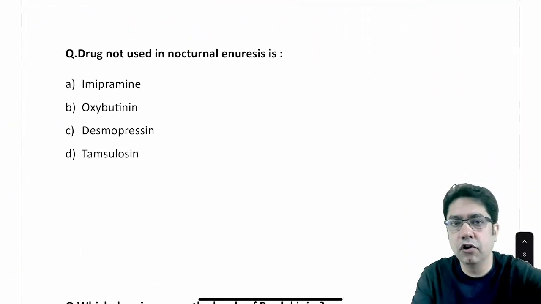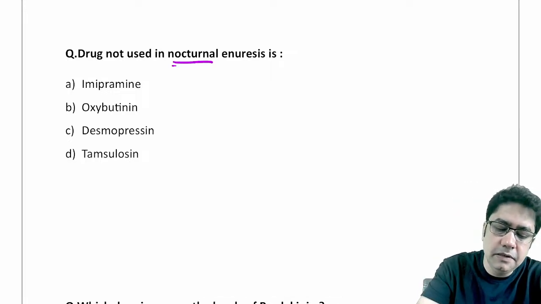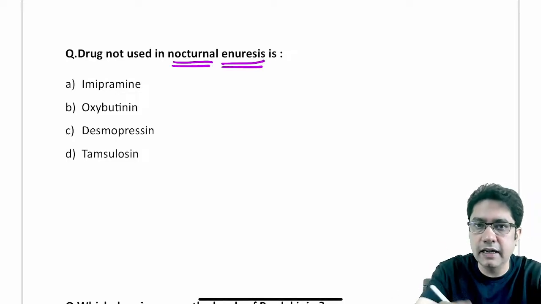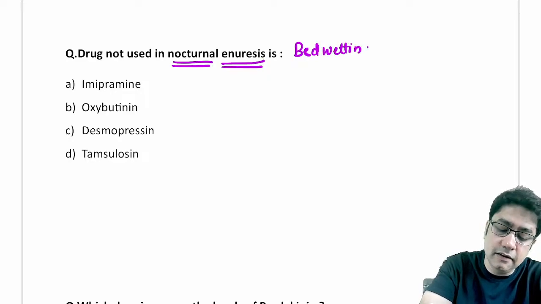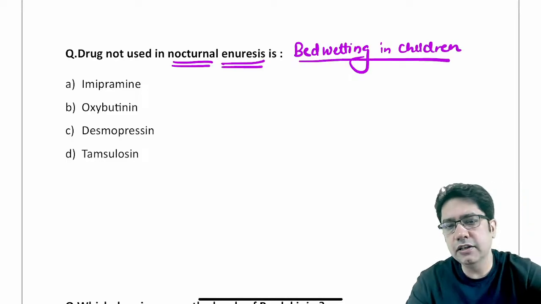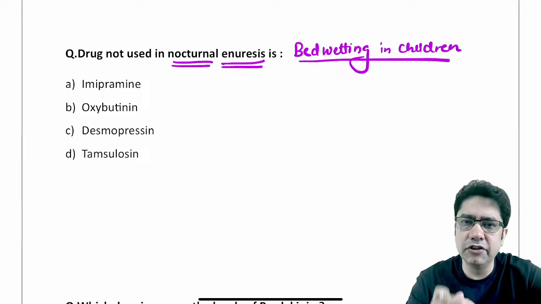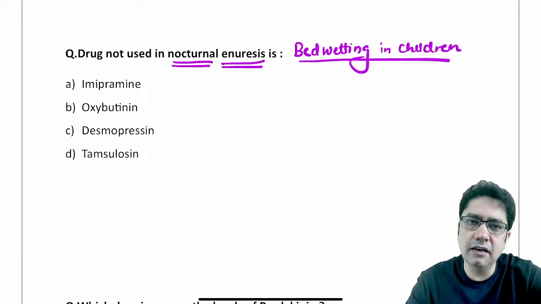So which drug is not used in the treatment of nocturnal enuresis? Nocturnal means during sleep. Enuresis means urination happens. It is also known as bedwetting, and it occurs very commonly in children of very small age. They pass out urine. So if a child is more than 6 years of age, that child requires treatment. First treatment is training, like alarm method and so on. If the training fails, then we start drugs.